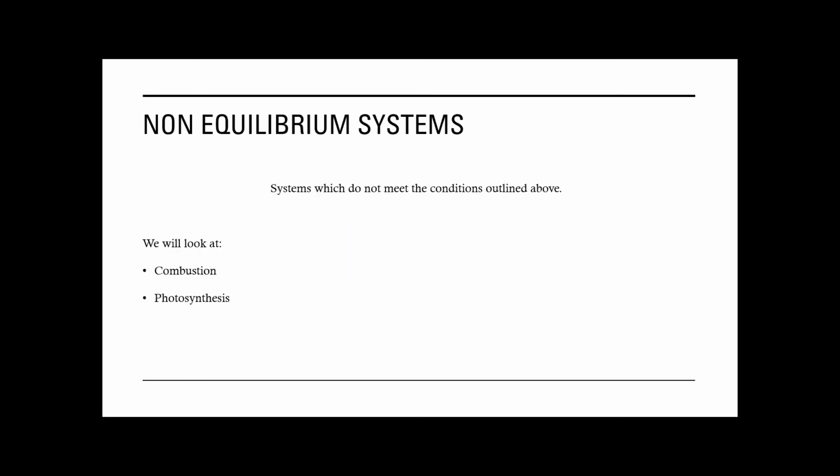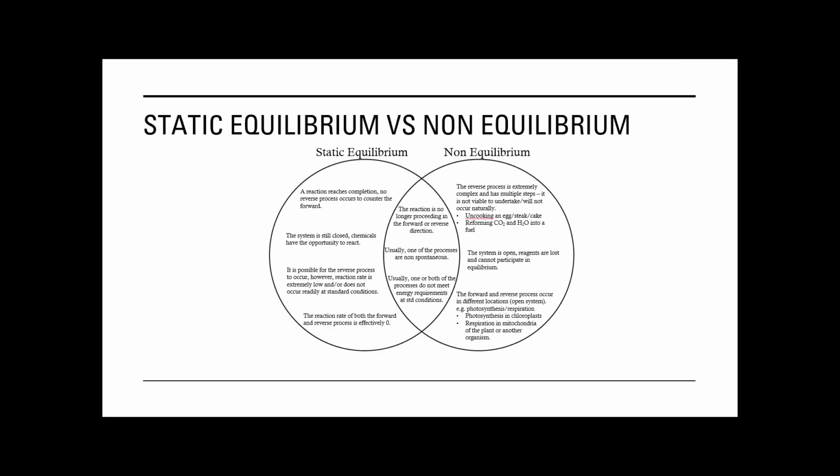We also have non-equilibrium systems which don't meet a lot of the conditions that are above. In particular, in class, we'll spend some time looking at combustion and photosynthesis. I've also created a Venn diagram to sort of summarize some of the differences between static and non-equilibrium. They are quite similar in a lot of ways, but fundamentally are quite different. We'll break this down a little bit more in class.